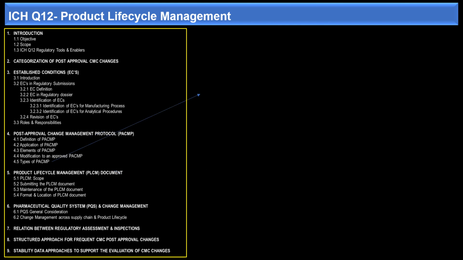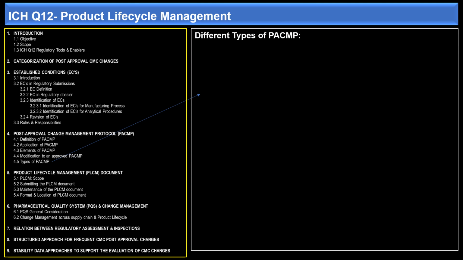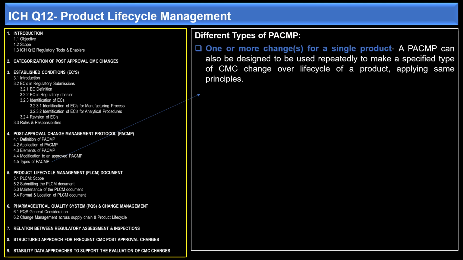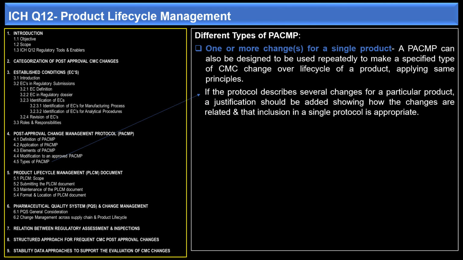Moving to the types of the post-approval change management protocol. So we can see one or more changes for a single product. A change management protocol can be designed to be used repeatedly to make a specific type of CMC change over the product life cycle, applying same principles. If the protocol describes several changes for a particular product, a justification should be added showing how the changes are related and that inclusion in a single protocol is appropriate.